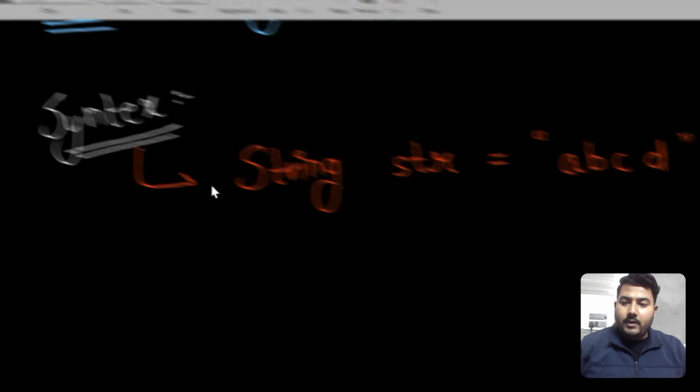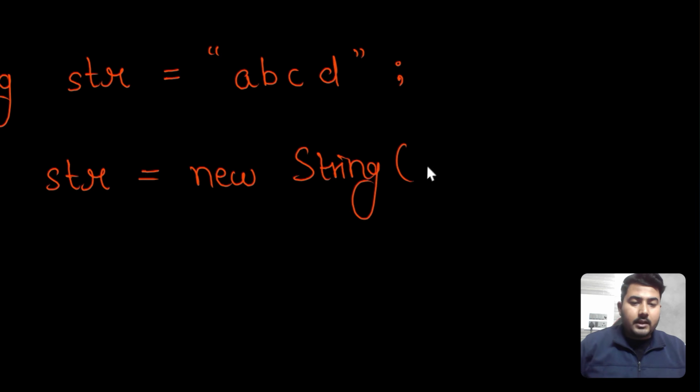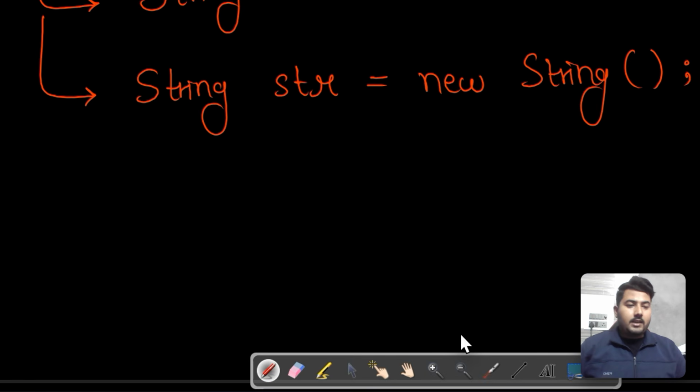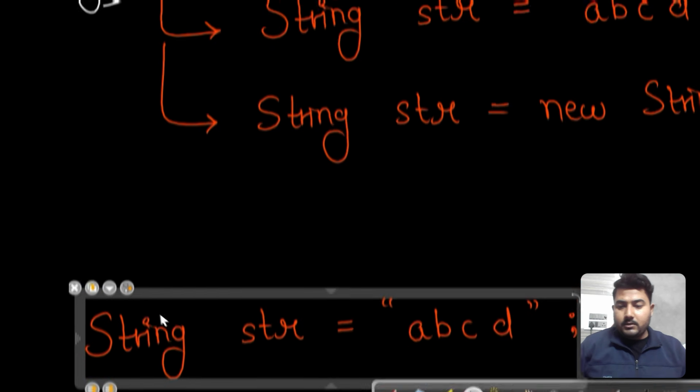This is one way through which we can define a string. There is another way as well through which we can define a string. I can say String str is equal to new String. That is also a valid declaration of a string, and then you can easily update the value in a similar way. Now let me just keep this string as an example right here.